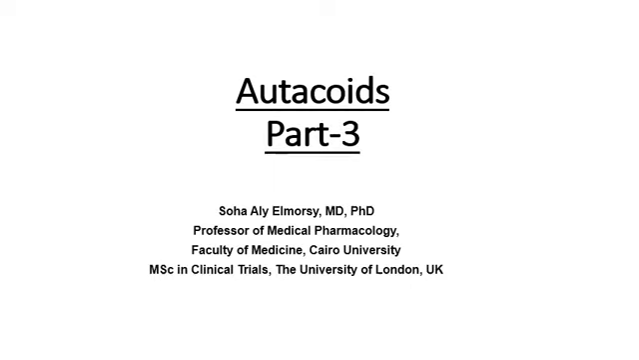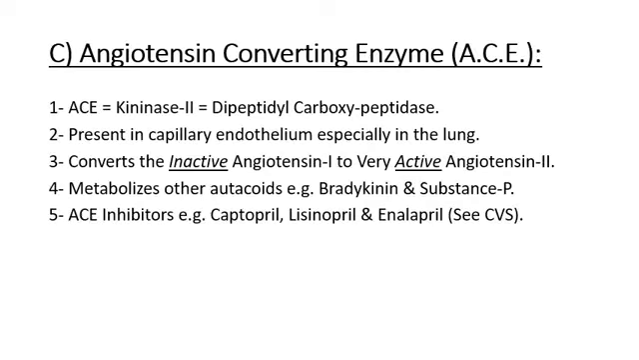This is going to be our third session on Autacoids. Last time we finished with the angiotensin converting enzyme, and we said this enzyme is the rate limiting enzyme in the activation, the conversion of angiotensin 1 to angiotensin 2. قلنا الانزيم ده مهم جدا، موجود في الكابيلاري endothelium especially in the lung.